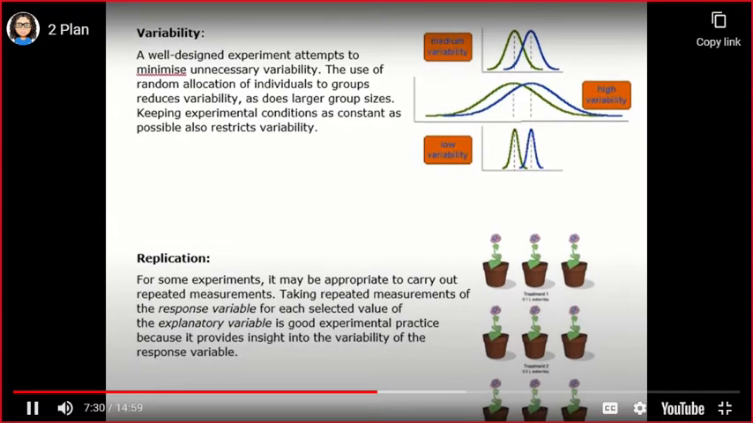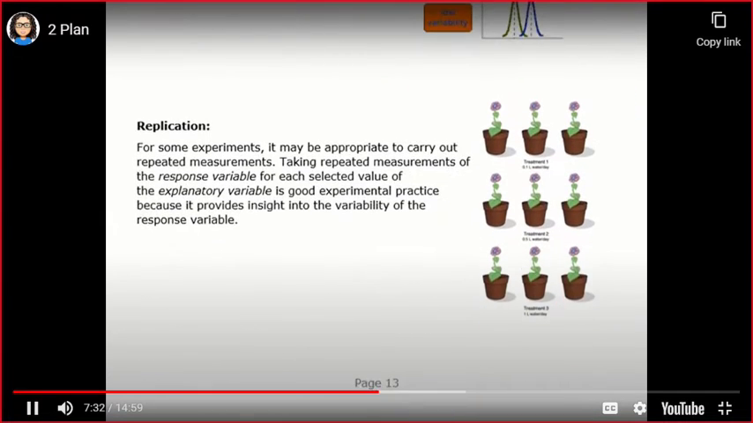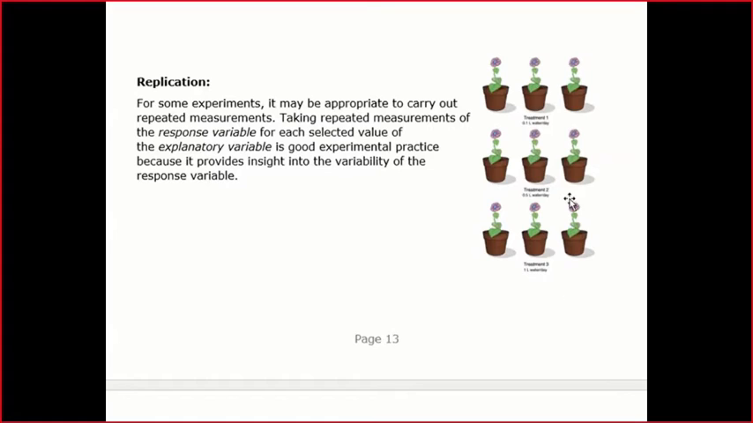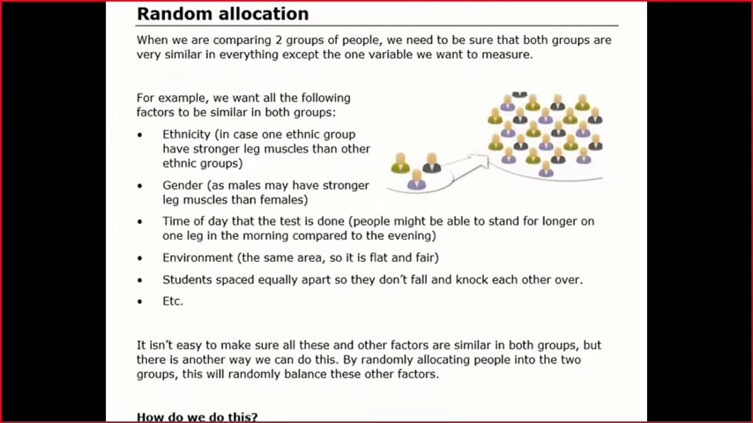Last piece here is on replication. Okay, this is not always going to be possible, but when it is possible, it's quite good to be able to do the test several times for each person doing the experiment, to be able to get a replication of those results. Okay, and that gives us much more information about the variation. Good to know, but you're not going to need to deal with it.